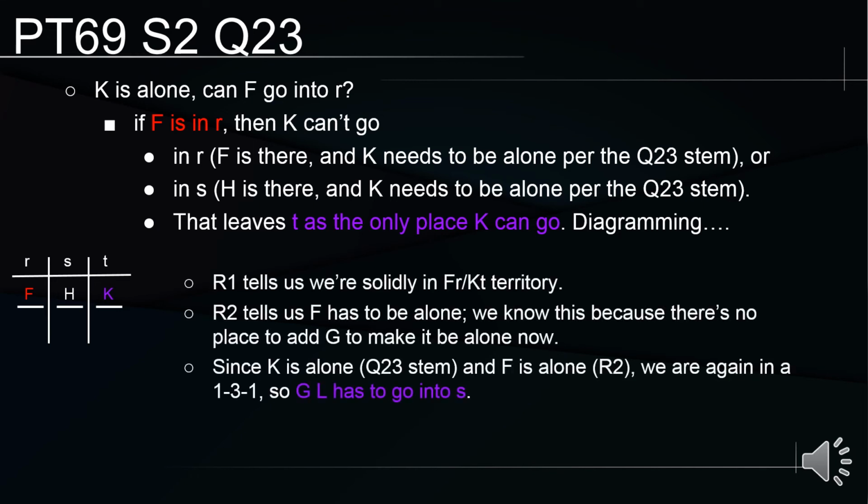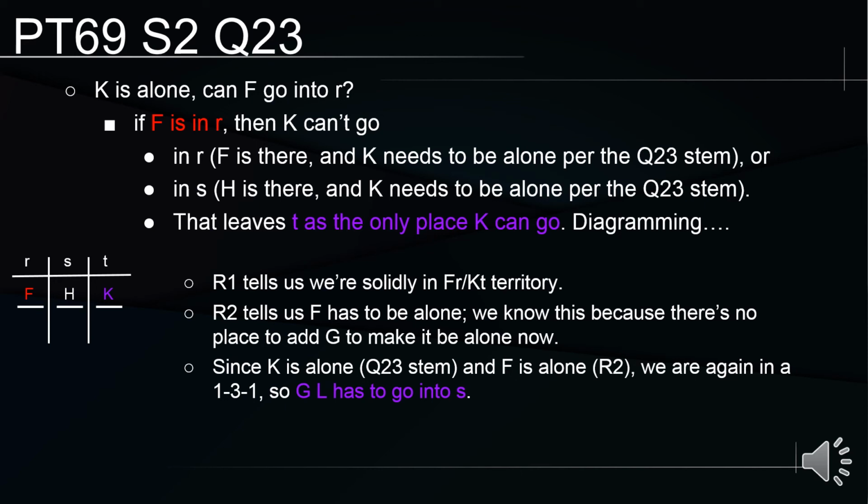So when we think about the rest of this, we see that Rule 1 tells us that we are solidly in FRKT territory. That's exactly what our picture has here, right? So that conforms to that version of the world that Rule 1 set up for us. Rule 2 tells us that F has to be alone. And this is a little bit of trickery here. I know that F has to be alone because we have to add G somewhere to this picture, right? G has to show up. But if you notice, there's no way for us to make G be alone, ever, at this point.